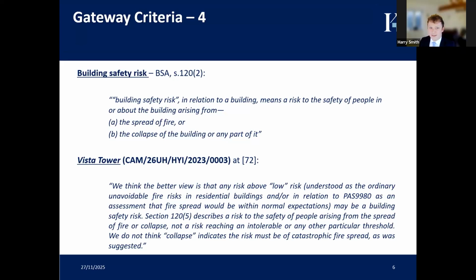What degree of risk is required to meet that test, one might ask? Well, we have an answer to that question from the Vista Tower Tribunal decision, which I've put on the slide. And what they say there is that the better view is that any risk above low risk, meaning the ordinary unavoidable fire risks in residential buildings and or in relation to a PAS assessment, that fire spread would be within normal expectations, may be a building safety risk. So anything above low risk is likely to qualify as a relevant defect. So those are the gateway criteria.